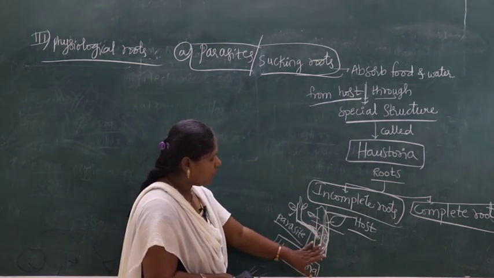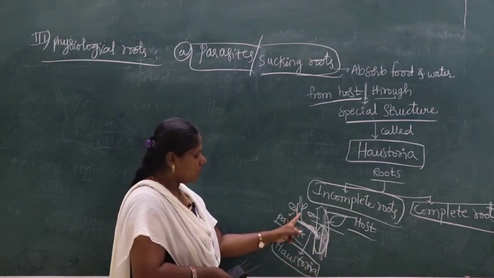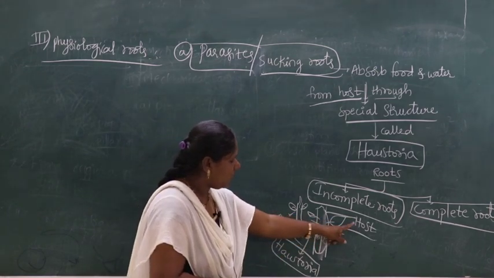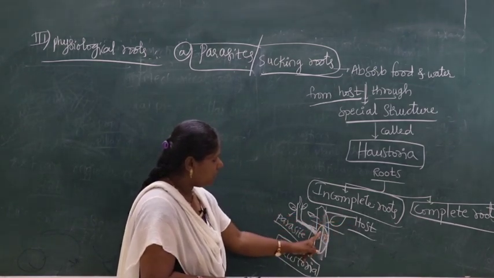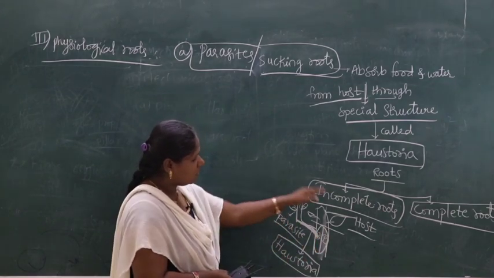How to take food and water from the host plant? This is a dependent plant, called the parasite. This is giving shelter, called the host plant. Host plant is giving shelter to whom? The parasitic plant. What will the parasite plant do? It depends on the host plant.